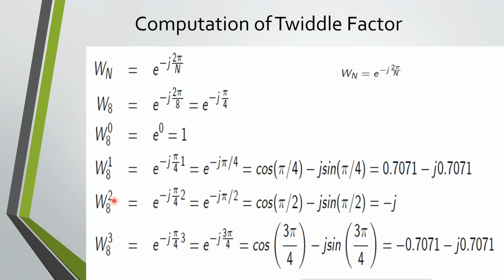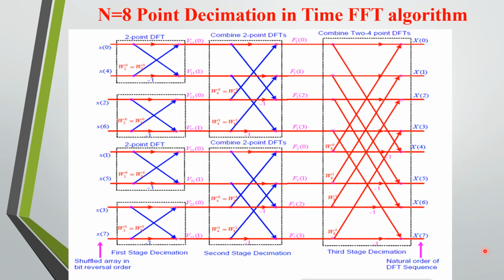Next value, W of 8 raised to 2. Substitute the value e to the power of minus j pi by 4 raised to 2. So you will get e to the power of minus j pi by 2. It is cos pi by 2 minus j sin pi by 2. The value is minus j. Next, W of 8 raised to 3. When you substitute the value, you will get cos 3 pi by 4 minus j sin 3 pi by 4. The value is equal to minus 0.707 minus j 0.707. These are the values you write here.